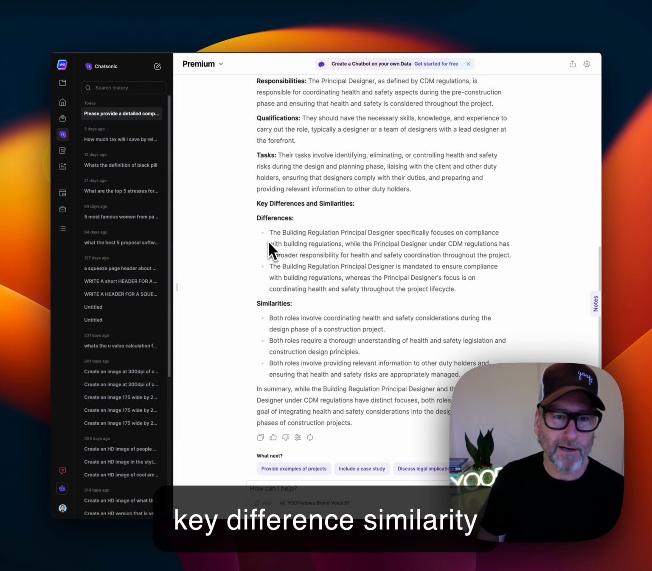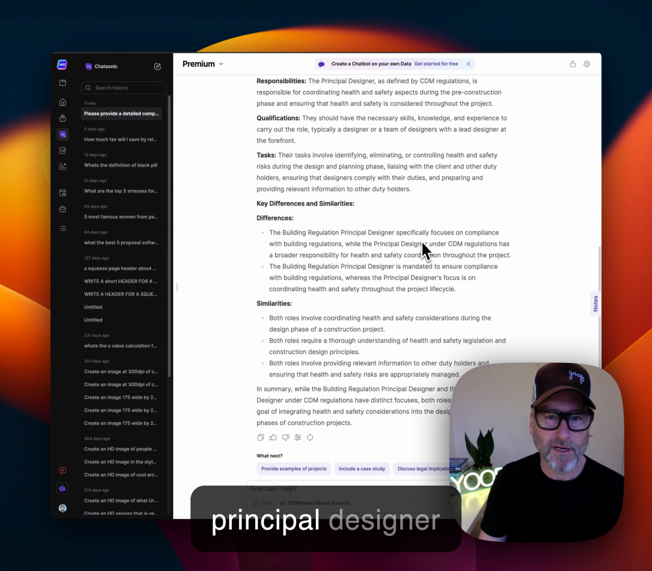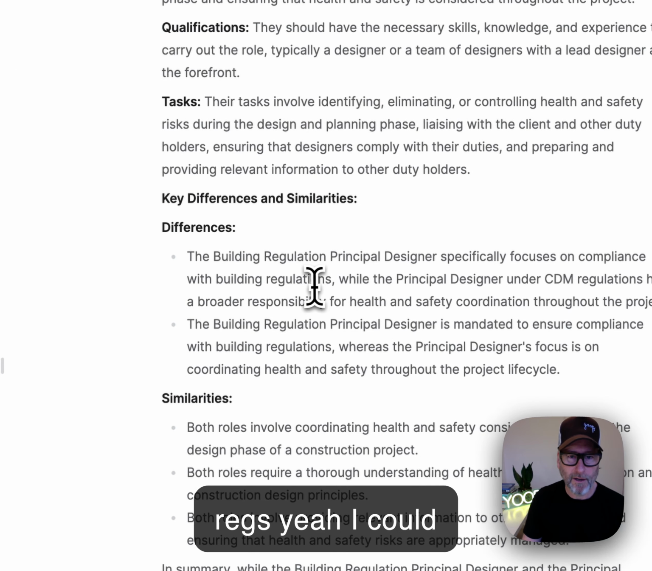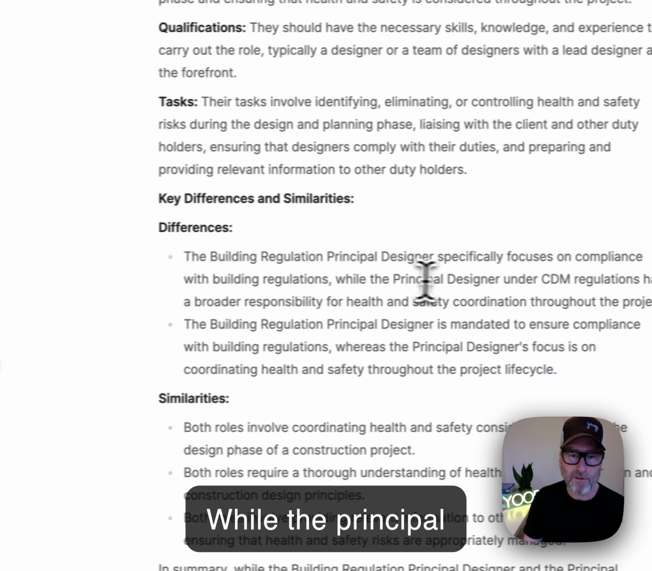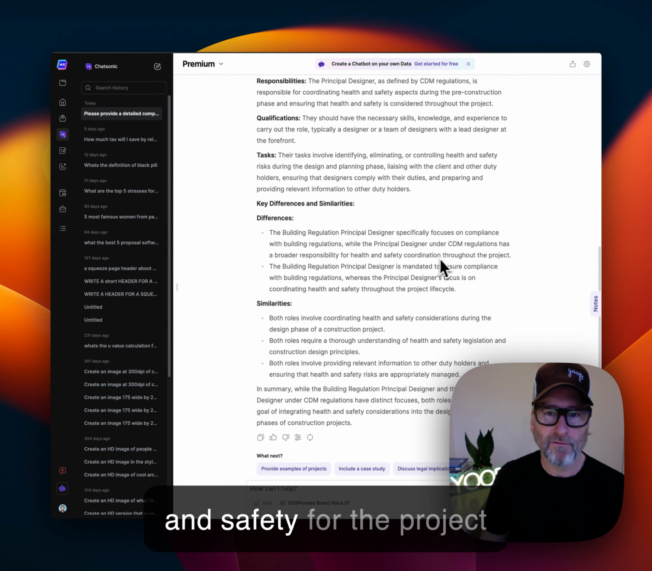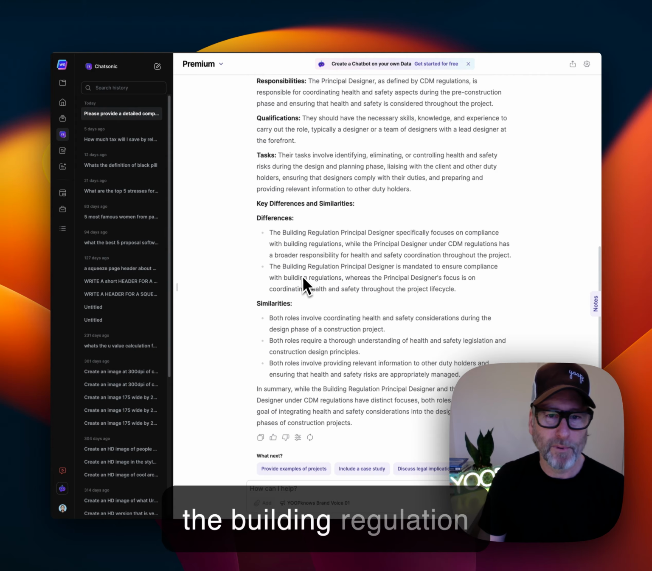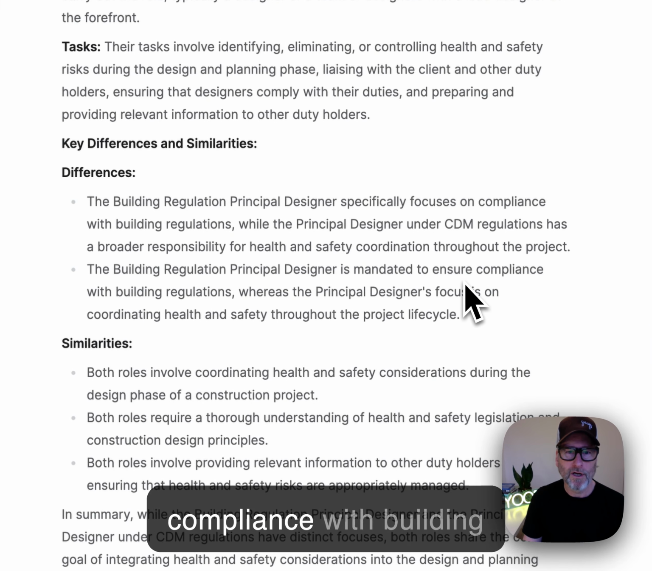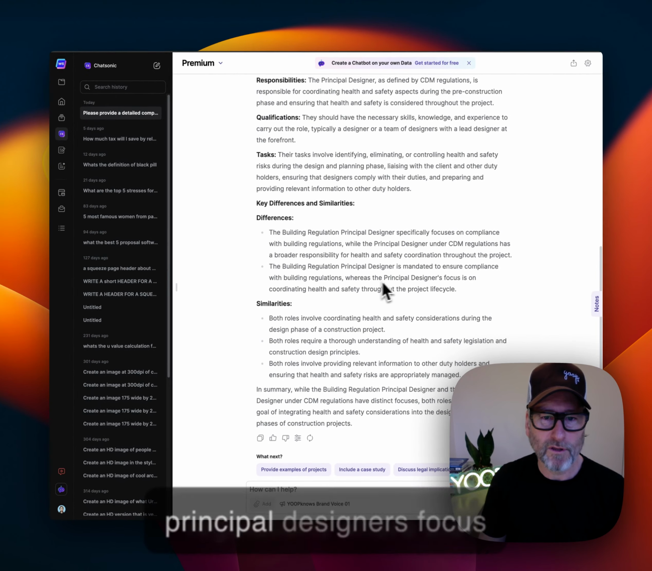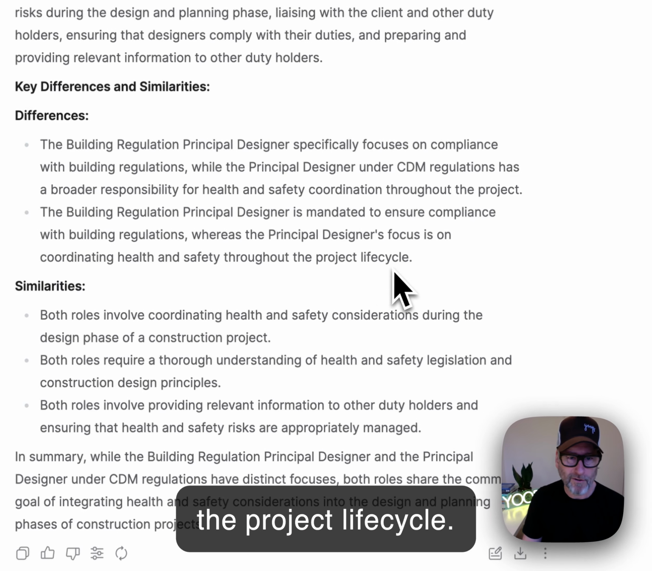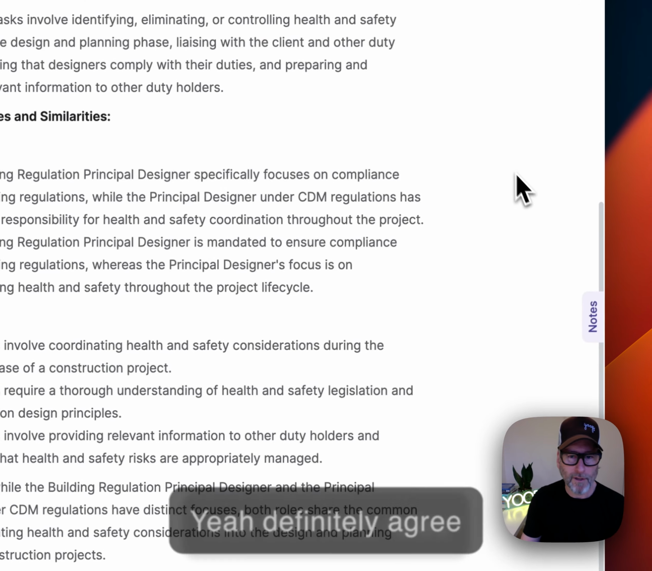Key difference, similarity. The building regulation principal designer specifically focuses on compliance with building regs. Yeah, I definitely agree with that. While the principal designer under CDM regs has a broader responsibility for health and safety for the project. The building regulation principal designer is mandated to ensure compliance with building regulations, whereas the principal designer focuses on coordinating health and safety throughout the project lifecycle. Yeah, definitely agree with that.